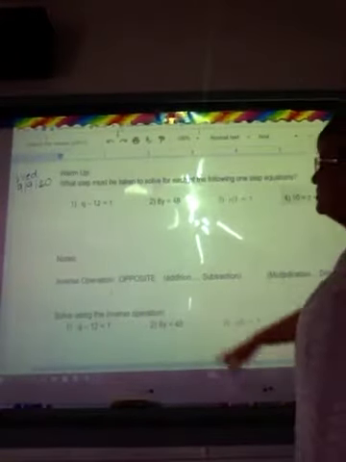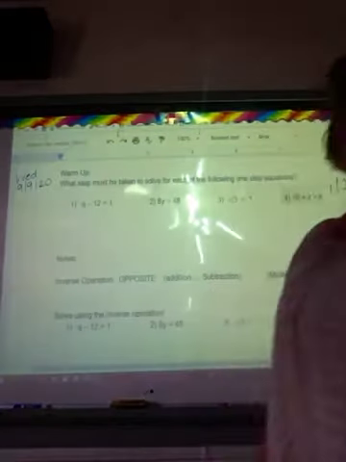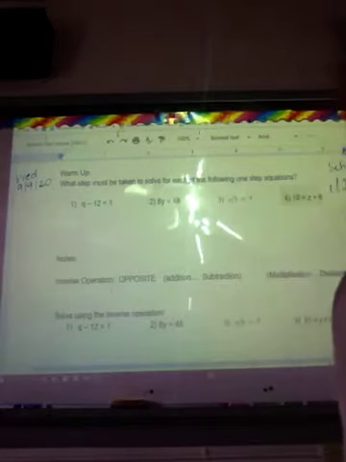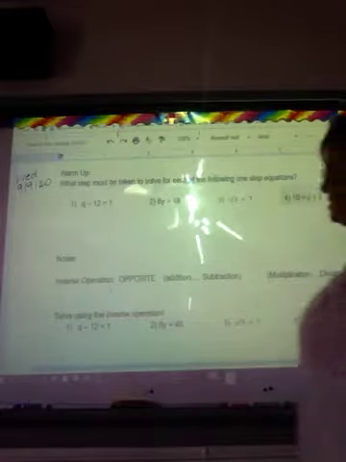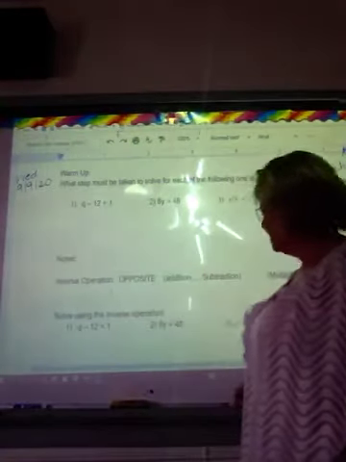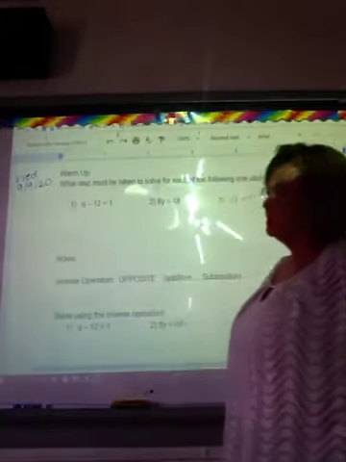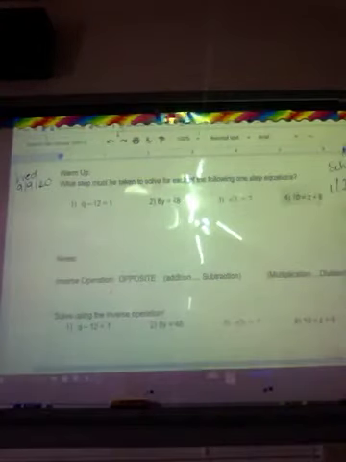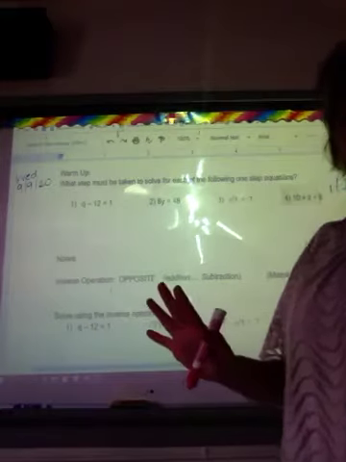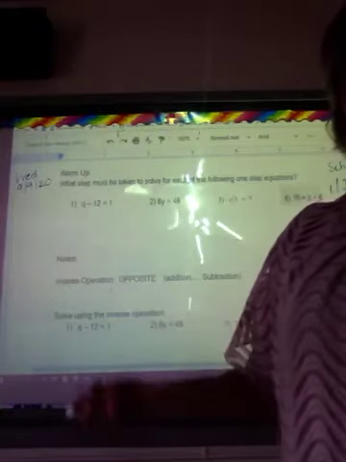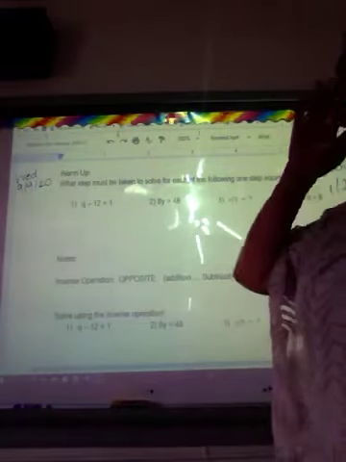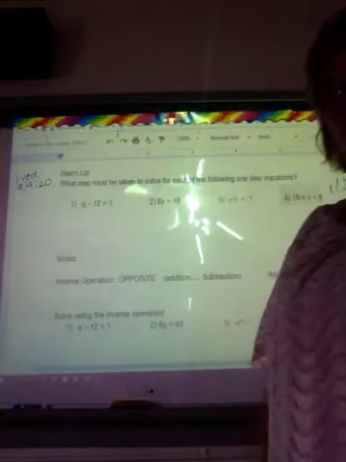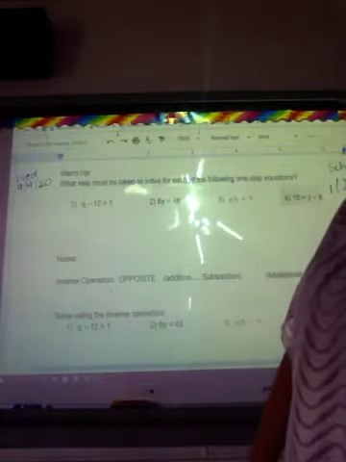Okay, so we got date 9/9/20, and the question here says, what step must be taken to solve for each of the following one-step equations? Alright, so go ahead and write this one down. Just write number 1. We've got a variable of q minus 12 equals 1. I don't want you to solve this, okay? I just want you to tell me what you would do to solve it. So take a second and look at it. What do you have to do to both sides of that equal sign in order to solve for q?